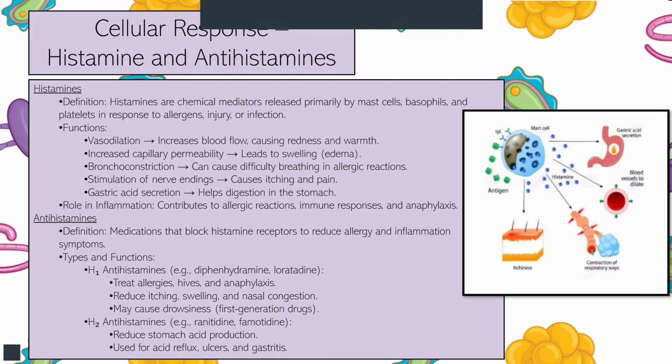Some first-generation H1 antihistamines also cross the blood-brain barrier, causing sedation, while second-generation antihistamines are non-drowsy because they do not significantly affect the brain. There are also histamine 2 antihistamines, which target H2 receptors in the stomach. These medications, such as ranitidine and famotidine, help reduce stomach acid production and are often used to treat conditions like acid reflux and peptic ulcers.